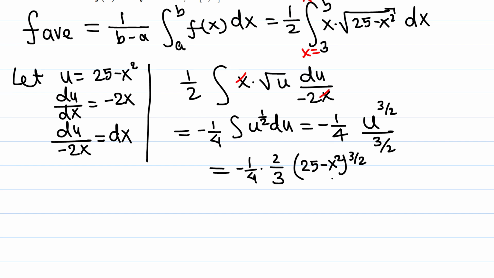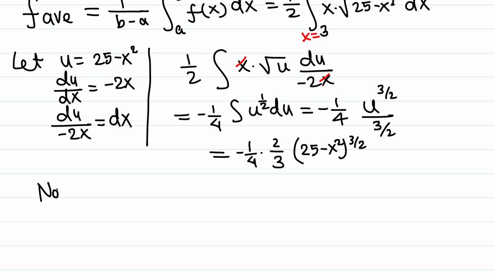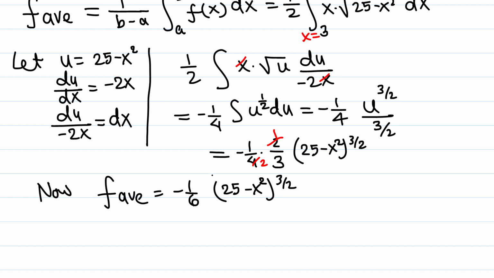Now we can find the average value of the function. Here we can simplify: 2 goes once, 2 goes twice. So negative 1/6 outside, and 25 minus x squared raised to 3/2, and we need to evaluate from 3 through 5.